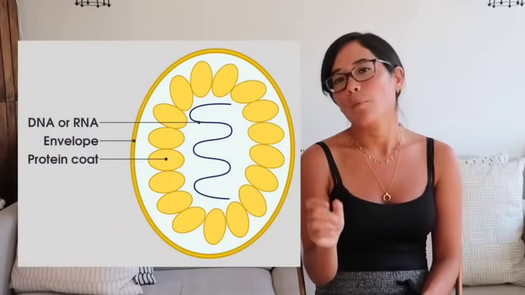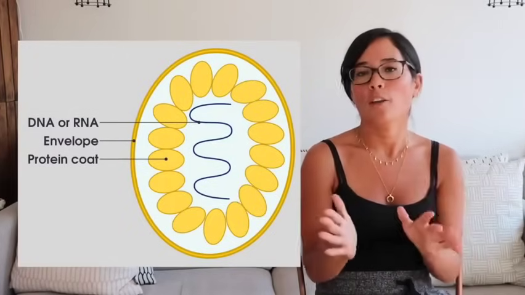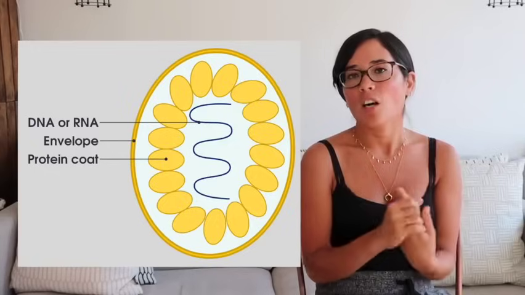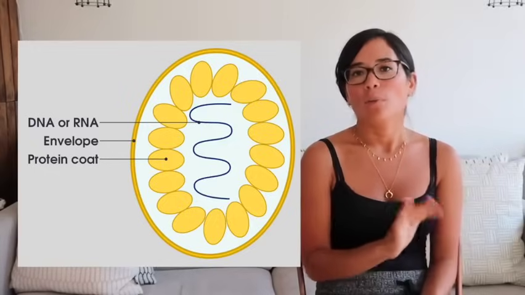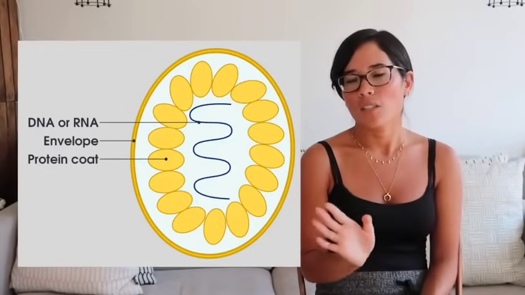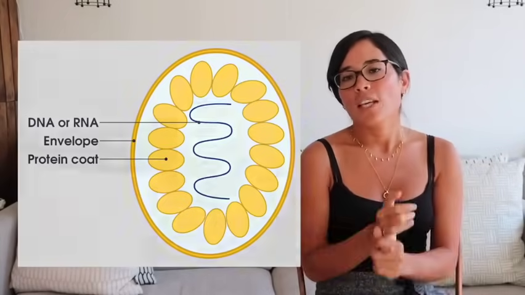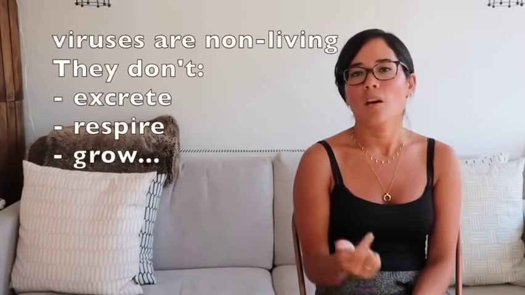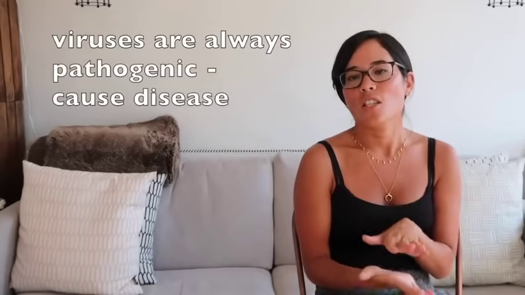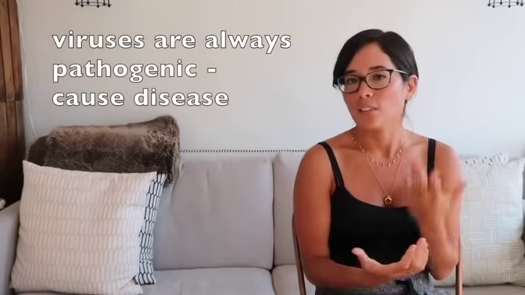They're far more simple because they're simply made out of a protein coat which surrounds either DNA or RNA. They don't have any of the typical organelles you would find in other types of cell. Crucial thing here, as I've already said, is that they're non-living. They do not excrete, they do not respire, they do not grow. They're always pathogenic. There's no such thing as a good virus. They're always out to hurt you. And examples here include the flu virus, the cold virus, HIV, which is very famous because it causes AIDS.